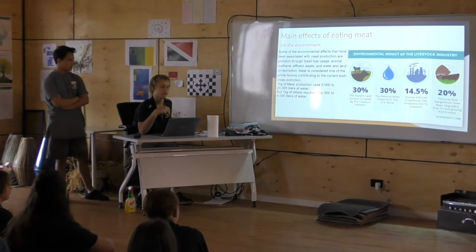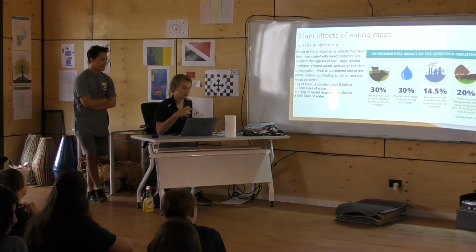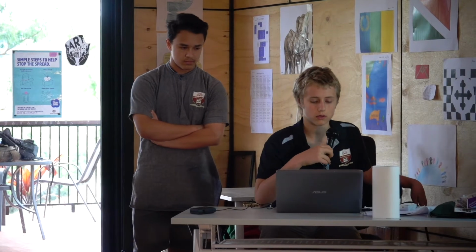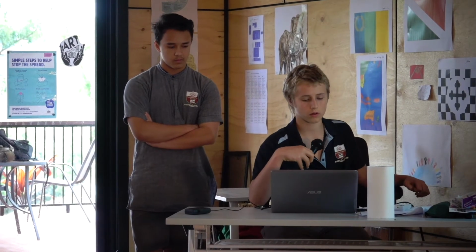Some of the environmental effects that have been associated with meat production are pollution through fossil fuel usage, animal methane, and water and land consumption. One kilogram of meat production uses 5,000 to 20,000 liters of water, but one kilogram of wheat only requires about 500 to 4,000 liters of water.